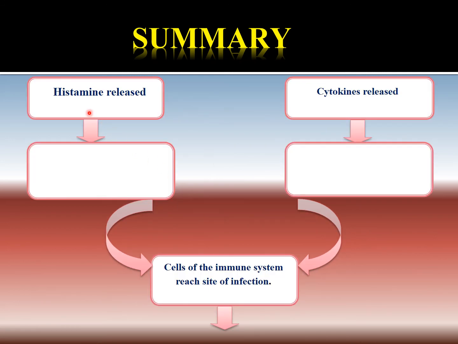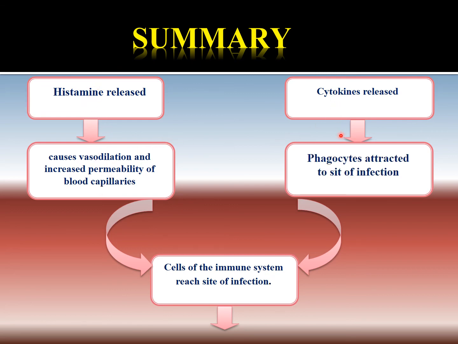After the histamine and the cytokines are released by the mast cells, macrophages, and dendritic cells, that will lead to vasodilation and increased permeability of blood capillaries. This is the main function of the histamine. When the cytokines are released, they will chemotax the different types of immune cells, and then the phagocytes are attracted to the site of infection. Then the cells of the immune system reach the site of infection.